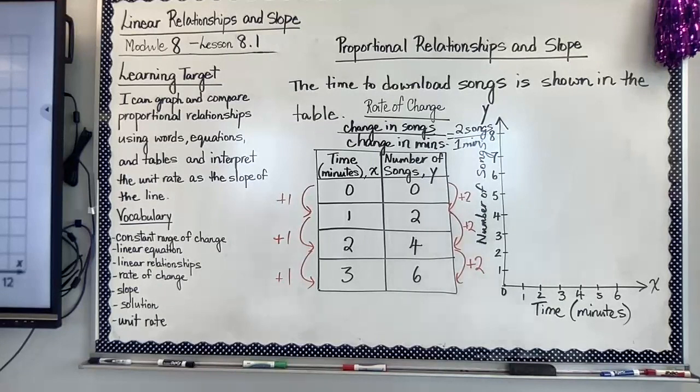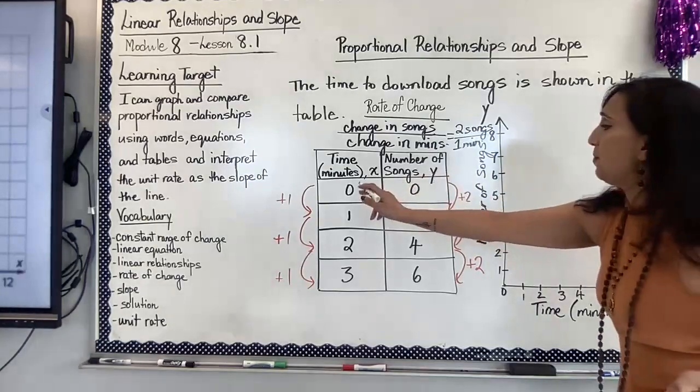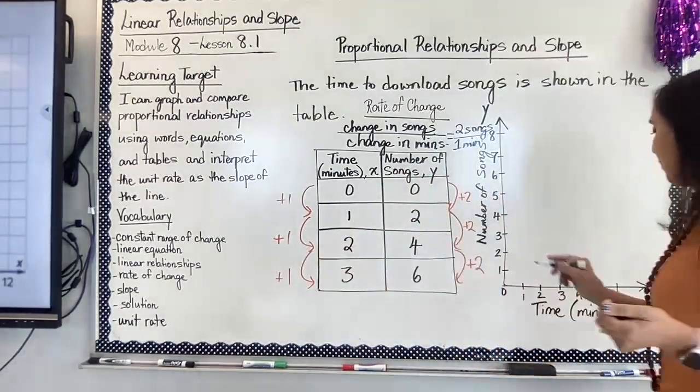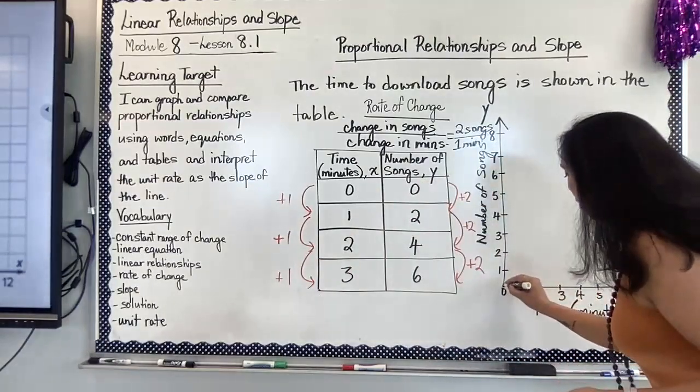And what is slope? Slope is the rate of change between any 2 points on the line. So let me first graph this. This is my X, this is my Y. So my ordered pair is 0, 0. Okay, so this is 0, 0.